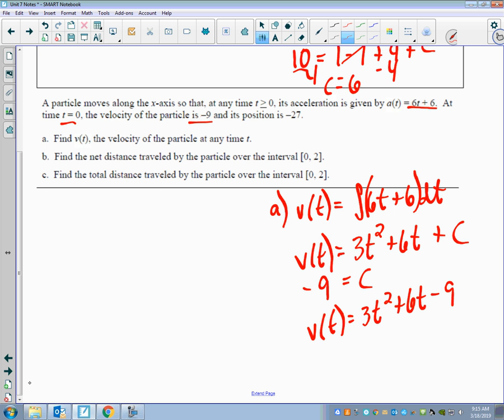Now, using this velocity function, we can talk about the distance that the particle traveled. So, net distance traveled is the integral of velocity from 0 to 2 of this function. And so for part B, I'm just going to do the integral from 0 to 2 of the velocity function. I actually have to write it out. Technically, I should be putting parentheses around this and putting dt after it.